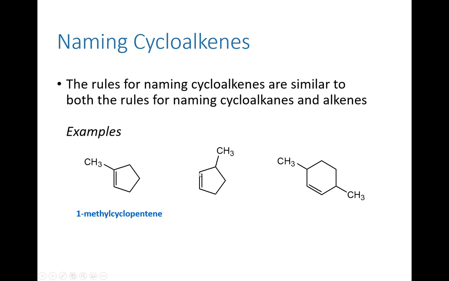So if this is number 1, then this would be number 2, and this carbon would be 3, 4, 5 methyl. On the other hand, if we make this carbon number 1, this would be 1, 2, 3. And we want the lower number. So this will be 3-methylcyclopentene.